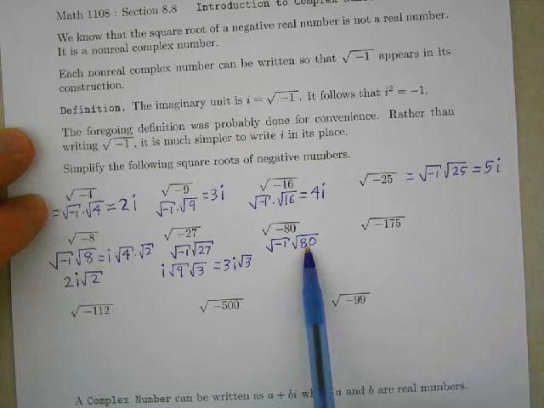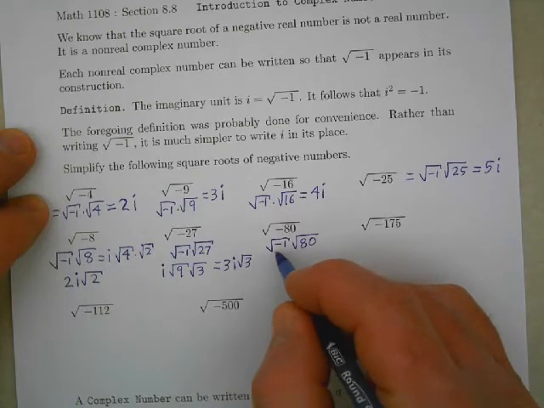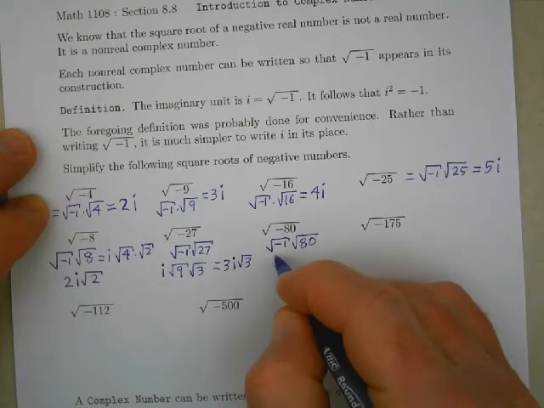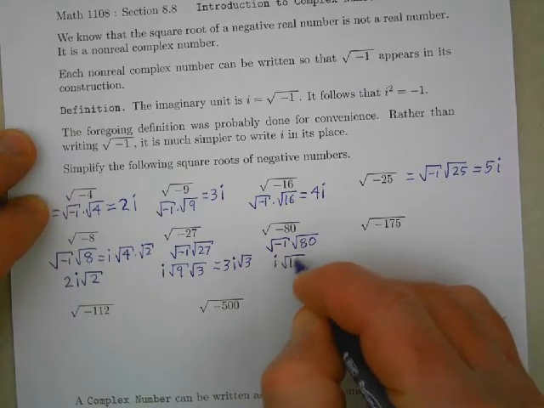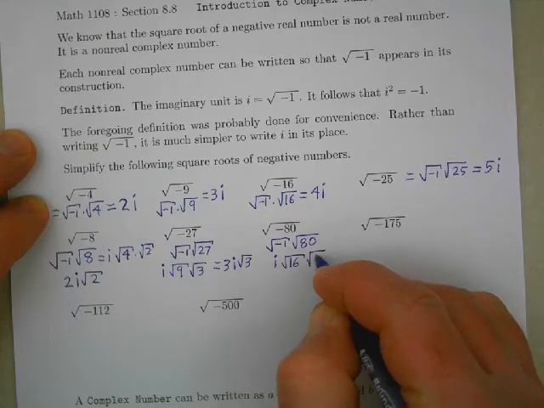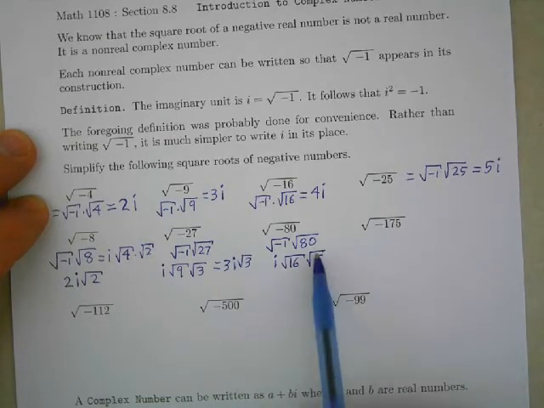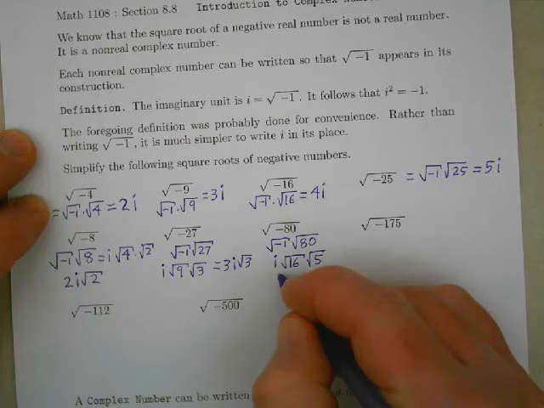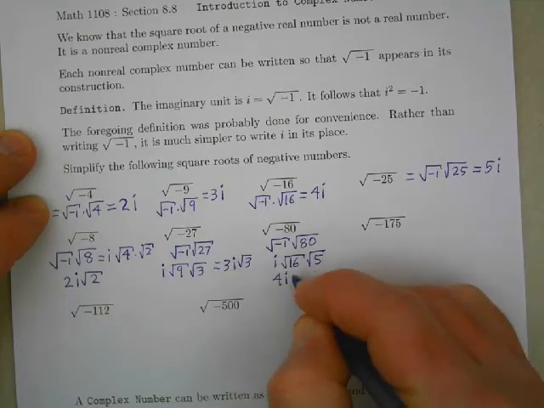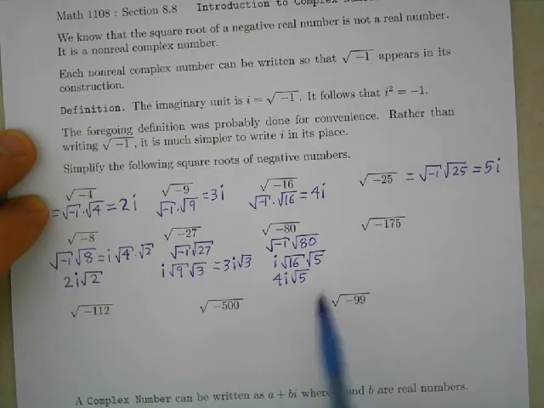80 is not a perfect square. The largest factor of 80 that is a perfect square is 16, and 16 times 5 is 80. So in the next step, we'll replace the square root of negative 1 with I, and we'll replace the square root of 80 with the square root of 16 times the square root of 5, because 16 times 5 is 80. And then in the next step, the square root of 16 is 4, so we can write this as 4 times I times the square root of 5 for the simplified result.